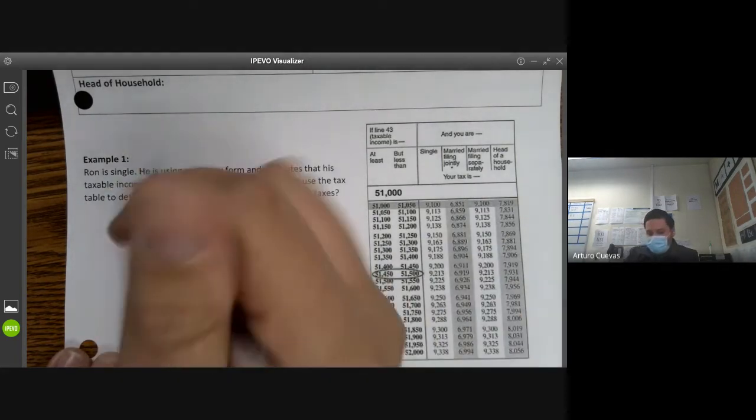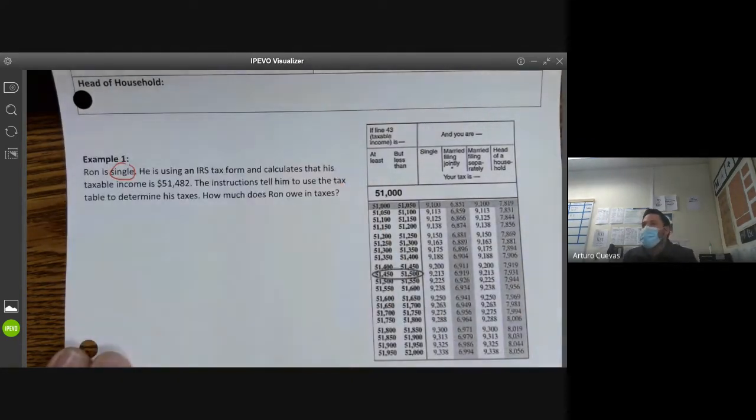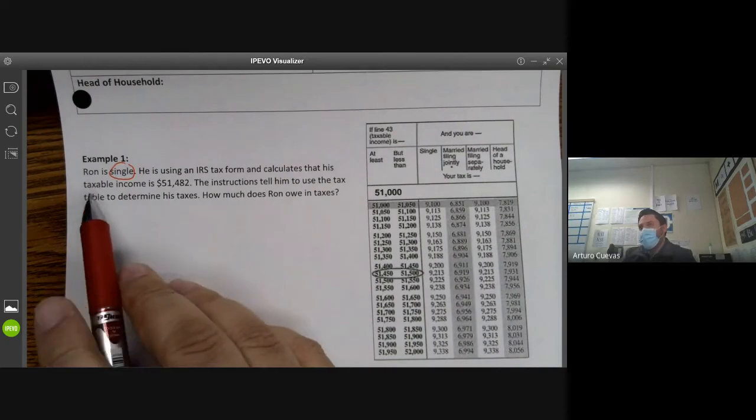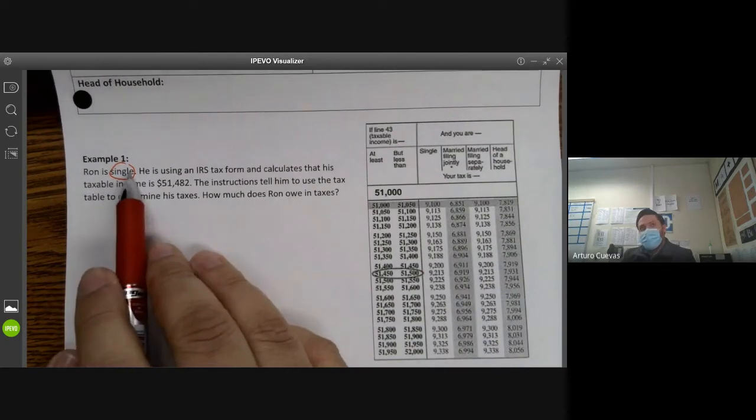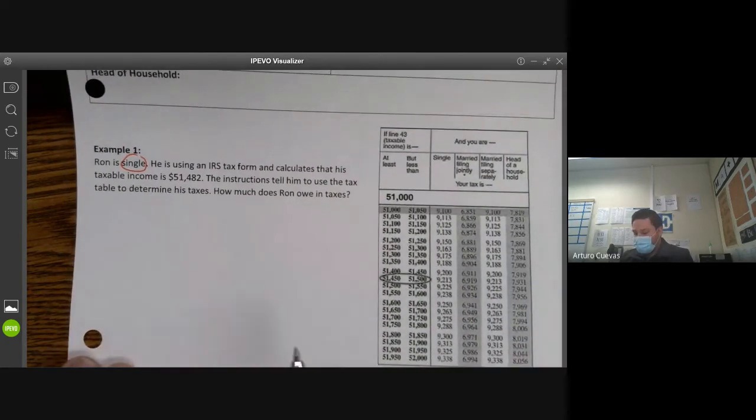Important information. Is it important that he's single? Yeah, because that's going to determine if he's filing as a single man or as married. What if Ron has a girlfriend? Still single, okay? In terms of taxes.